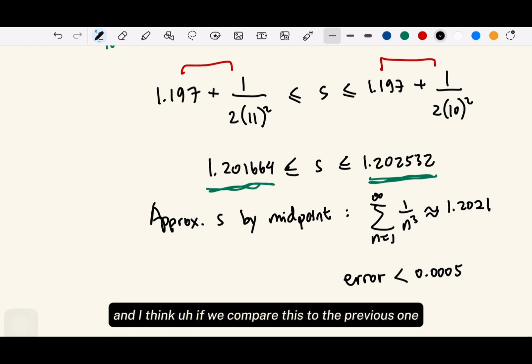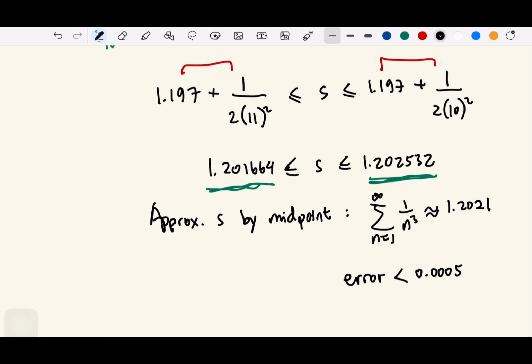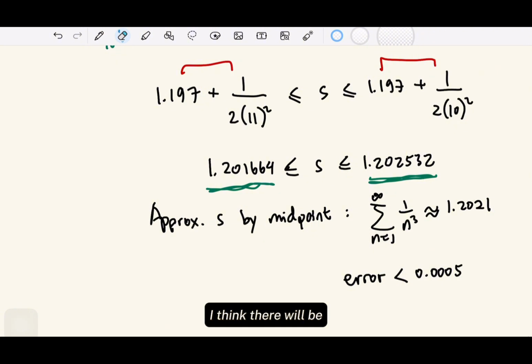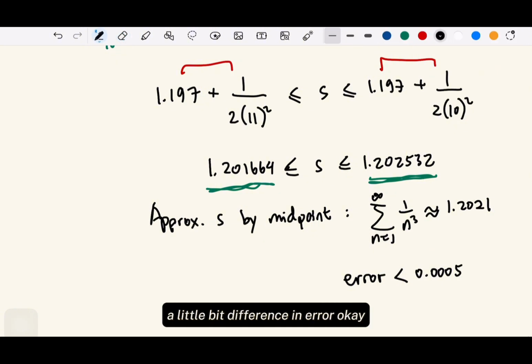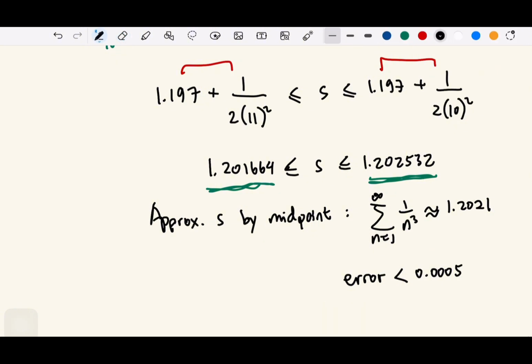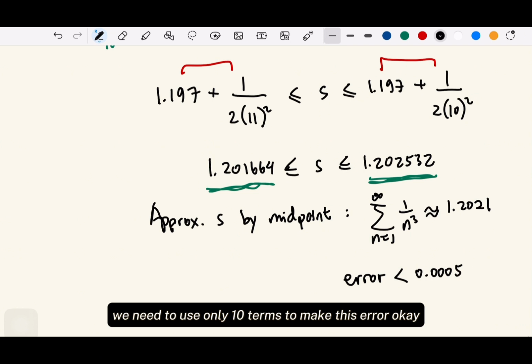And I think if we compare this to the previous one, there will be a little bit of difference in error. We need to use only 10 terms to make this error. So to make this error within this, we can use n equal 10. But in the previous one, we needed to get 32.